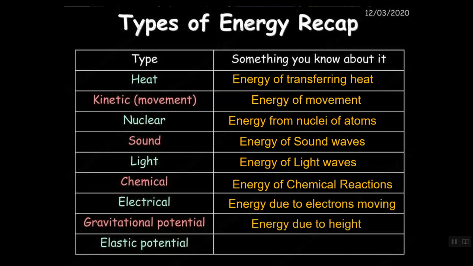Then we get gravitational potential energy, and that's energy due to the object being lifted to a certain height inside a gravitational field. In space, because there's no gravity, there won't be any gravitational potential energy. And lastly, elastic potential energy is the energy of stretching or compressing anything. If you think of a spring, springs can compress and springs can stretch. Both ways, either stretching or compressing, is a form of elastic potential energy.